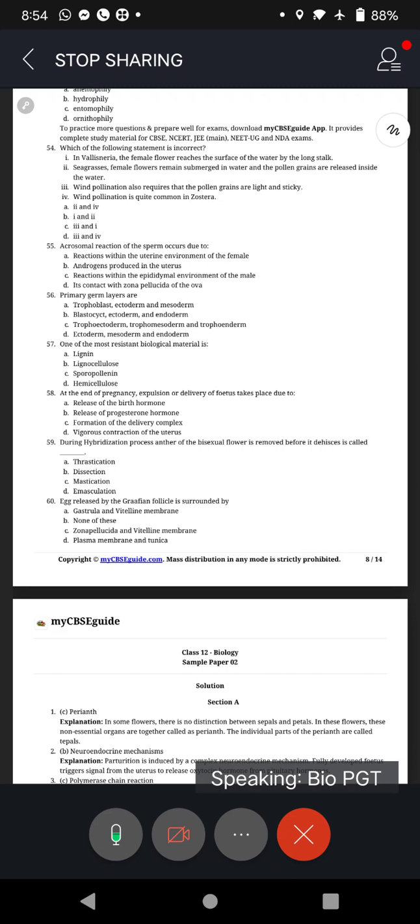Next, question number 60, last one. Egg released by the Graafian follicle is surrounded by A, gastrula and vitelline membrane, C, zona pellucida and vitelline membrane, D, plasma membrane and tunica. And I will come to B now, none of these.